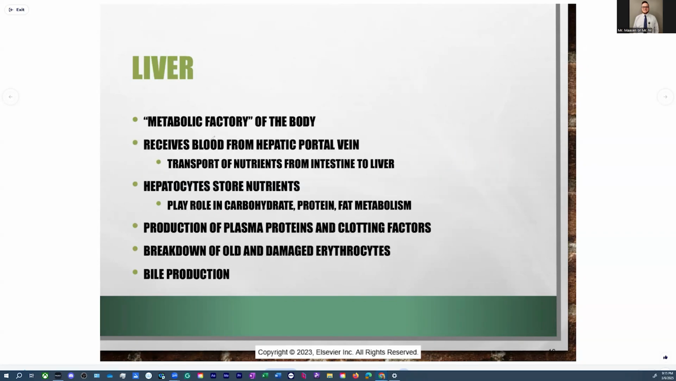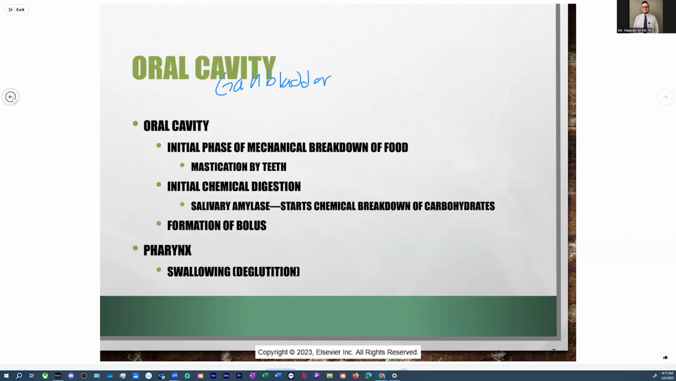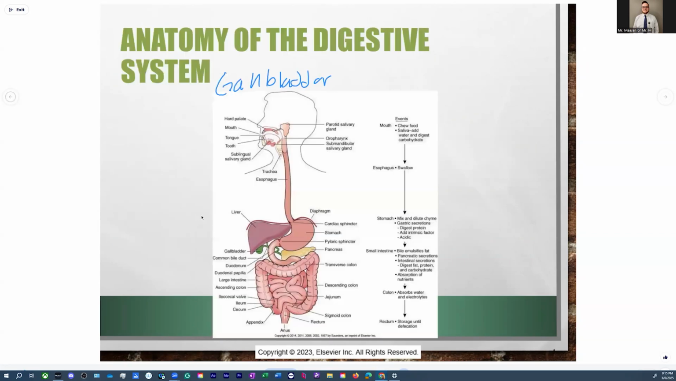And this slide's not here, but the other little brother, I call it the little brother of the liver, is the gallbladder. The gallbladder is that sac that kind of hangs out with the liver. And the only job, and I'll go back to the picture, the only job of the gallbladder is to store bile made by the liver. It stores bile.